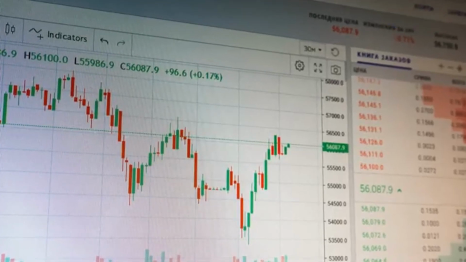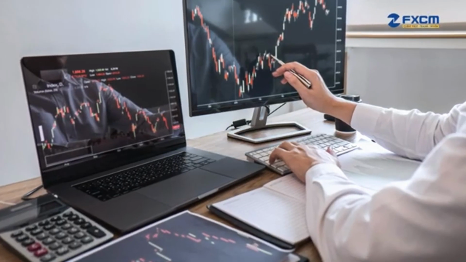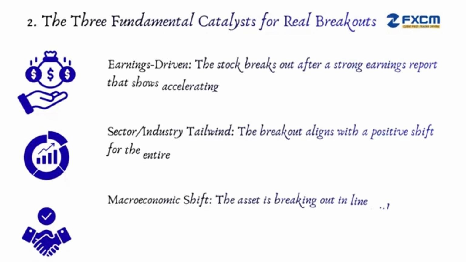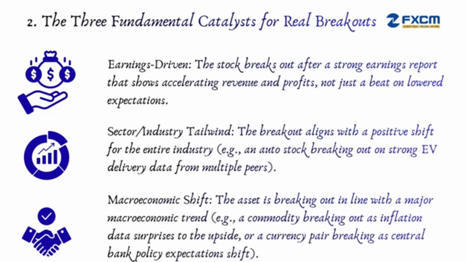2. The 3 fundamental catalysts for real breakouts. Only enter a long breakout if it aligns with at least one of these. Earnings-driven. The stock breaks out after a strong earnings report that shows accelerating revenue and profits, not just a beat on lowered expectations.